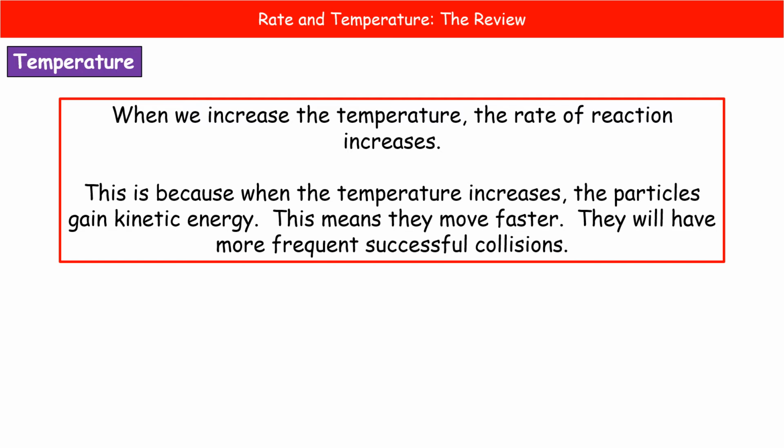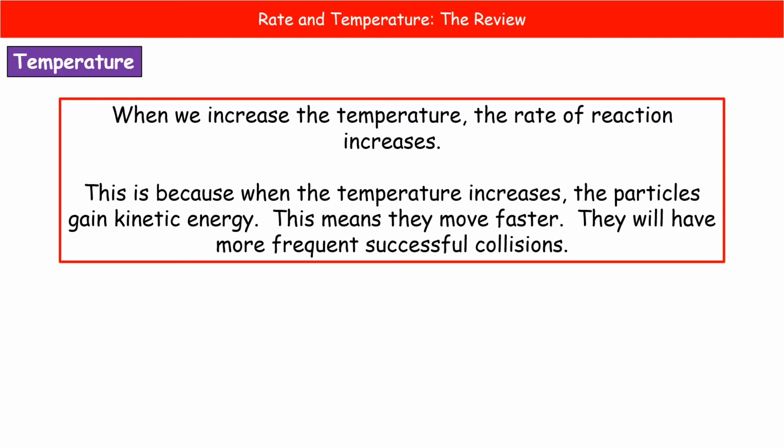Now, the first one is temperature. The key thing with temperature is when we increase the temperature, the rate of reaction increases. That's the pattern. Increasing temperature increases the rate of reaction. The why, the explanation, is because when we increase the temperature, the particles gain kinetic energy. When they've got more kinetic energy, they move faster, and then they have more frequent successful collisions.